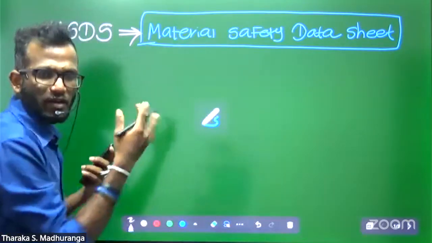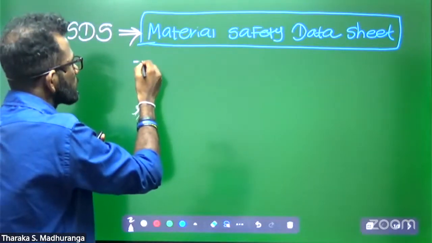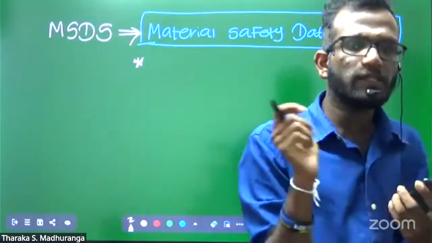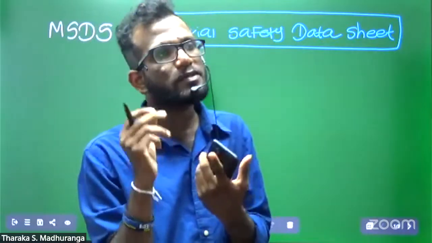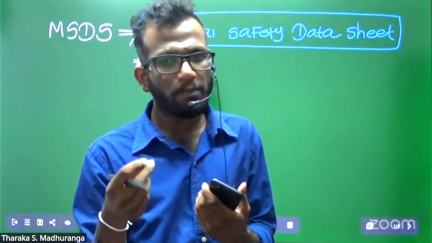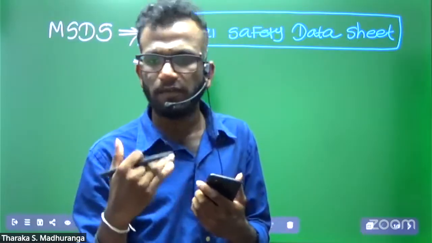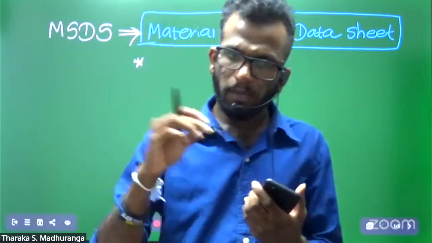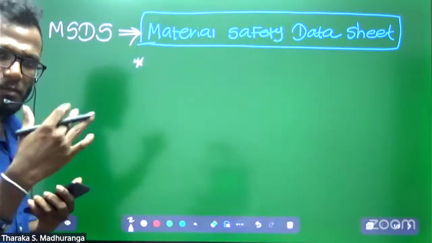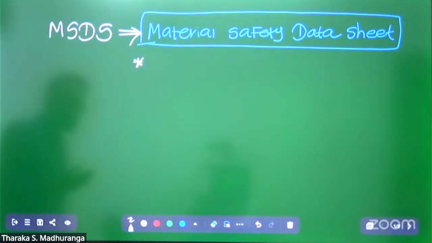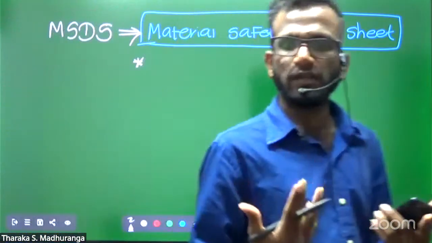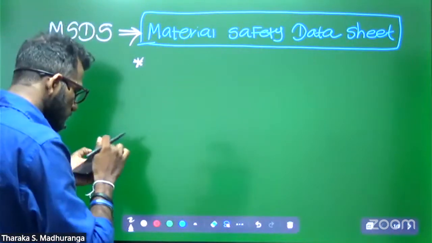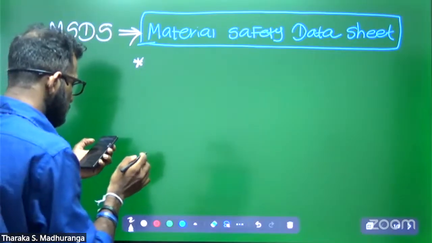The first one, they are not asking, but it is possible to ask. In the syllabus, they have mentioned MSDS sheet, but they haven't mentioned what level you need. Therefore, if they mention a word, we have to go to the maximum level. Then if any question is asked, no problem.